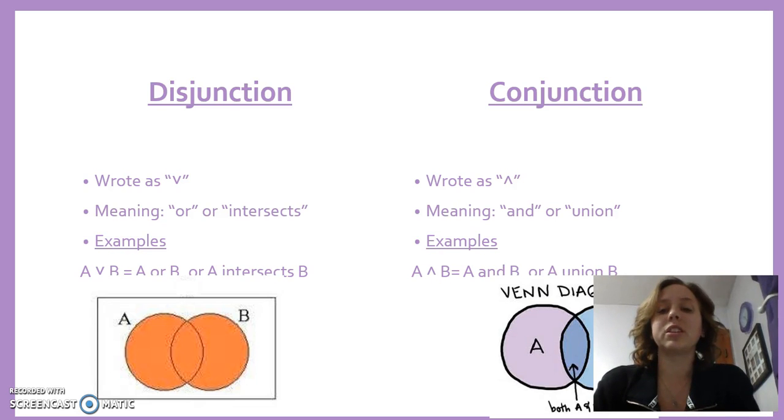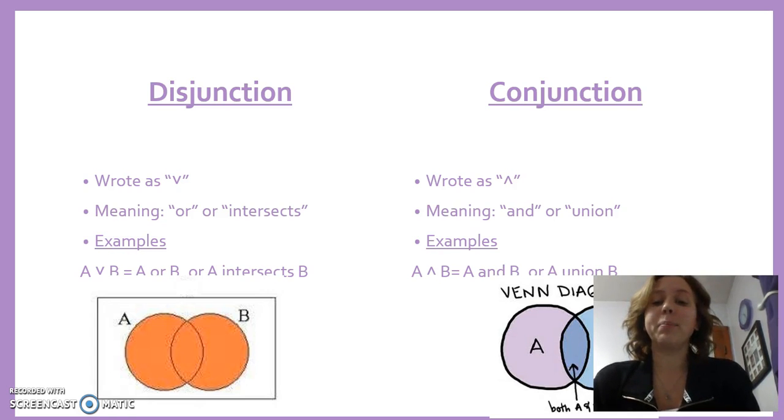In conjunction, we write it as an upside down V. That can be read as and, or intersect with something. So some examples would be A and B, or A intersect B. And as you can see from the Venn diagram, if we want A and B, it's only the middle section that is both A and B.